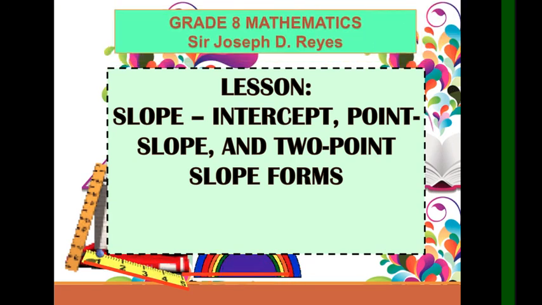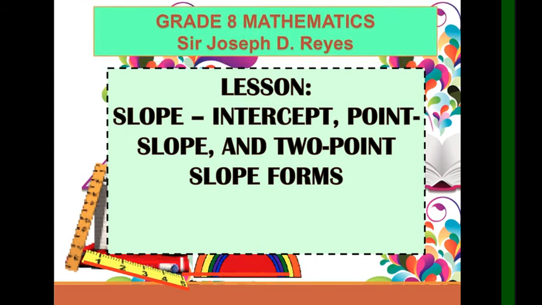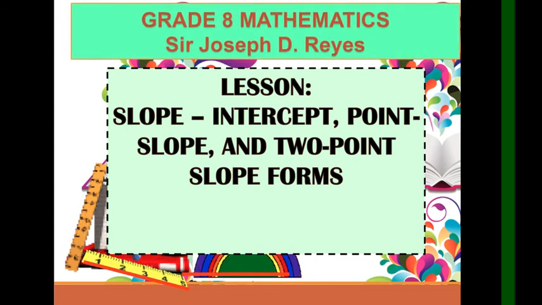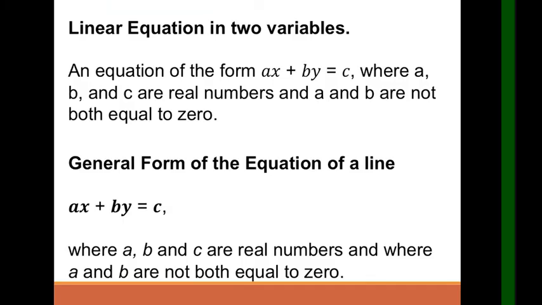And now let's proceed to our main topic for today, which is all about slope intercept, point slope, and two-point slope forms. Linear equation in two variables. An equation of the form ax plus by equals c, where a, b, and c are real numbers. So, ang a, b, c ay mga real numbers, no? It's either rational sila or irrational numbers. And a, b are not both equal to zero. So, dapat hindi sila equal to zero.